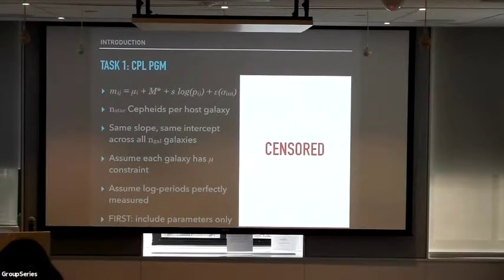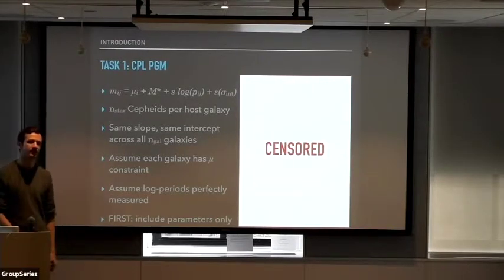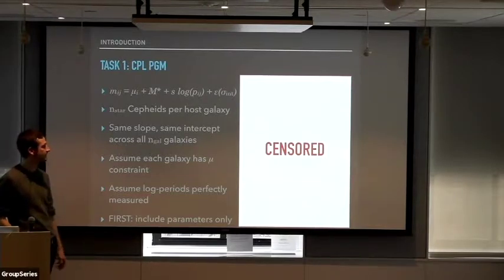So mu I is constant for each galaxy. P is known perfectly. Log P is known perfectly for every star. You can typically measure that with very small uncertainty.